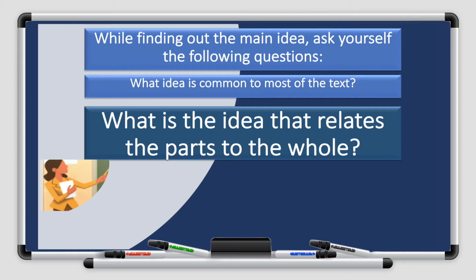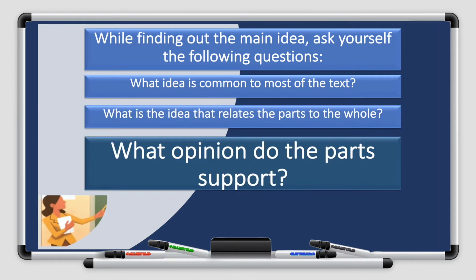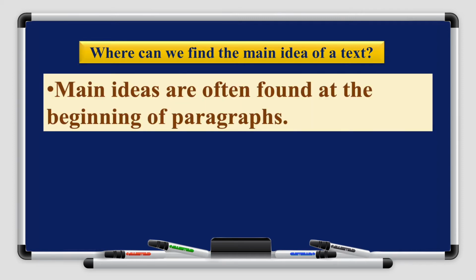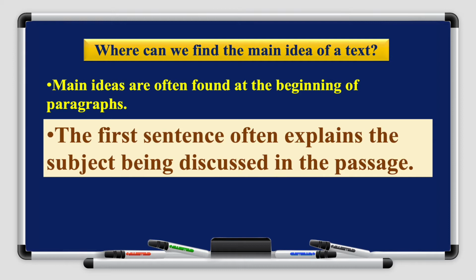So it's like a jigsaw puzzle, and you have to bring the pieces together to come up with a full picture. What opinion do the parts support? This leads us to the topic sentence and the supporting sentences and ideas of the related paragraph and text. Where can we find the main idea of a text? First of all, the main ideas are often found at the beginning of paragraphs. At the beginning of each paragraph, you may find the main idea of the paragraph itself. The first sentence often explains the subject being discussed in the passage.